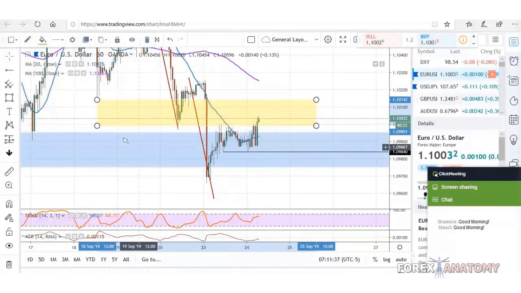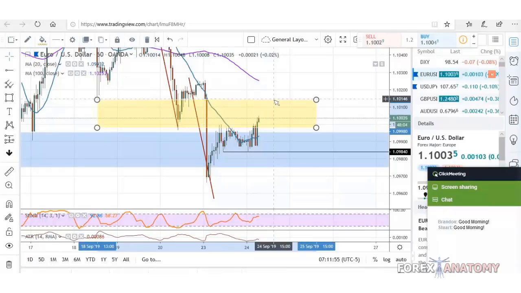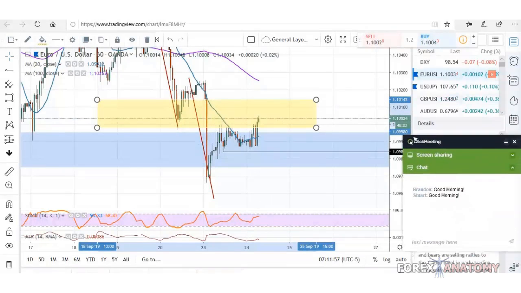So then, if anyone wants to know what this zone is, let me just drag this down a little bit. This zone is really between 1.0998, or pretty much the 1.100 institutional level, and the 1.1015. So then let me just type that in for you guys.